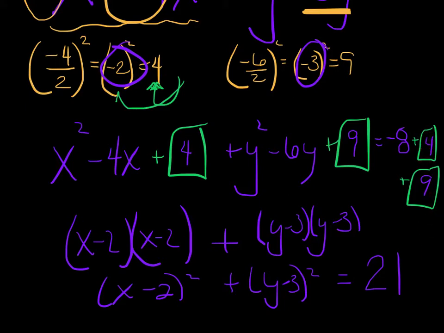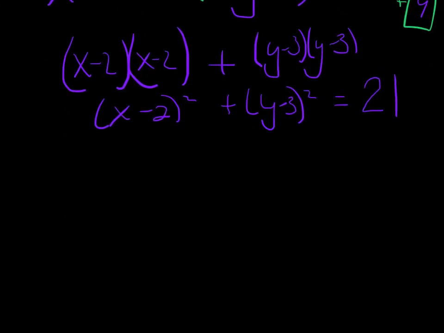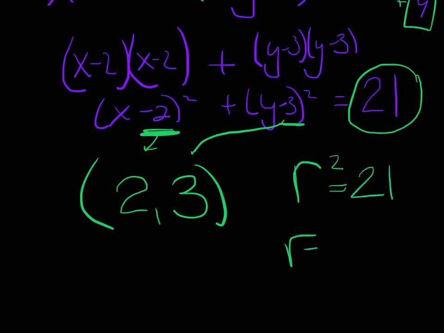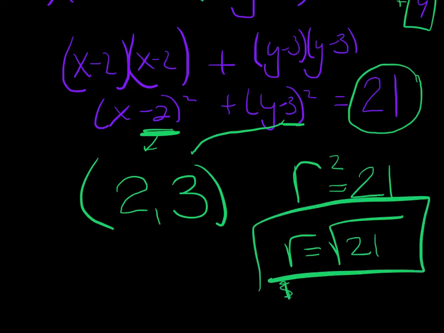Alright, so now I'm going to do one more thing and just state my center and radius. Alright, so my center was HK, so in this case my center is going to be positive 2, positive 3. Remember, it's the opposite of those two numbers. And who is this equal to? Well, remember, it's this term squared plus this term squared equals radius squared. So I just want to be clear, your radius squared is 21, therefore your radius is the square root of 21. And we can't simplify that, so we're good to go there with a radius and a center.